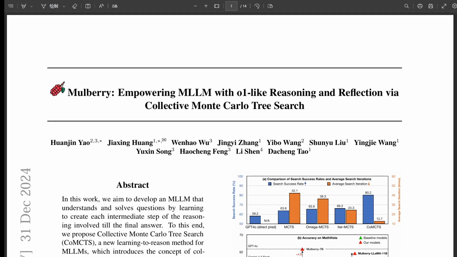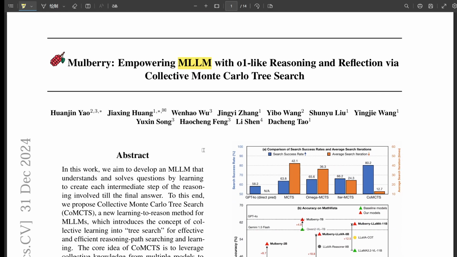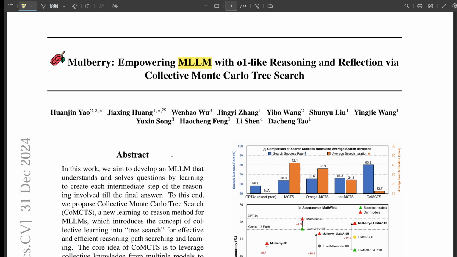All right, let's dive into something really fascinating today. We're going to be talking about multimodal large language models, MLLMs. But not just any MLLMs. These are ones that can actually reason, think like we do, not just spit out an answer. It is a huge leap forward.